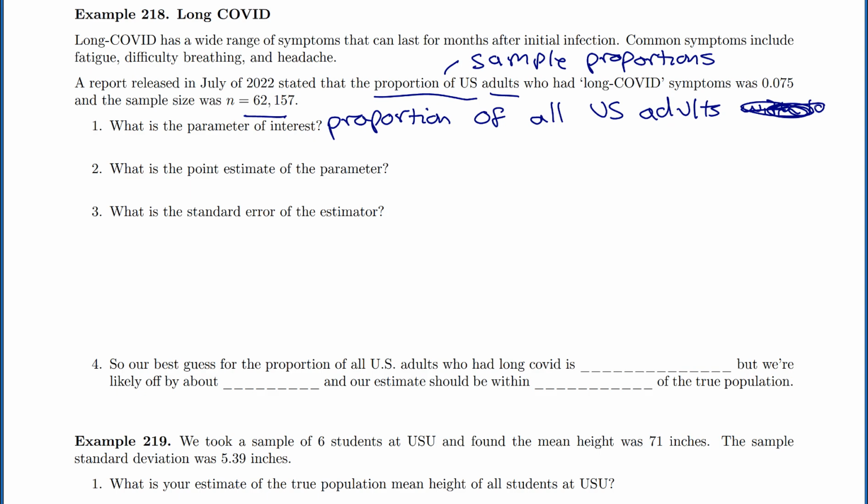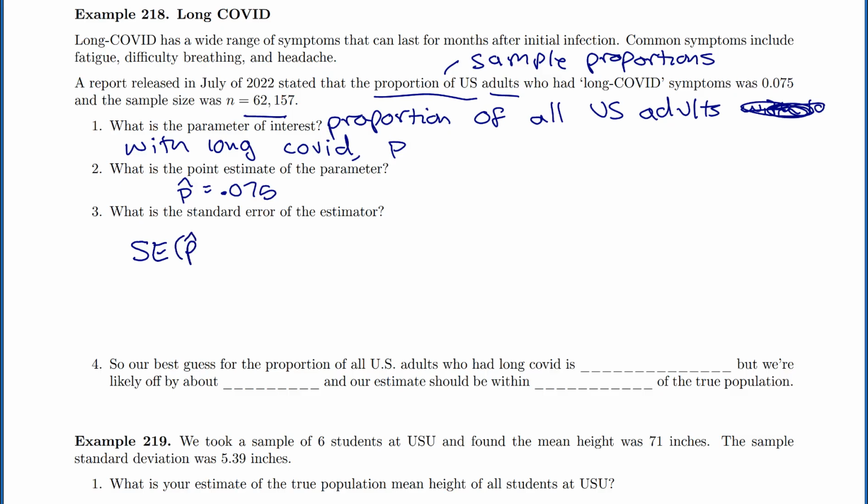All U.S. adults with long COVID, which would be p. Now, what is our point estimate of the parameter? Well, it's that sample proportion, which they said was 0.075. Now, what is our standard error?